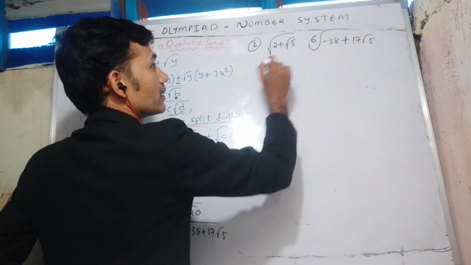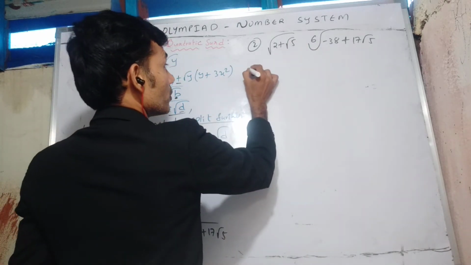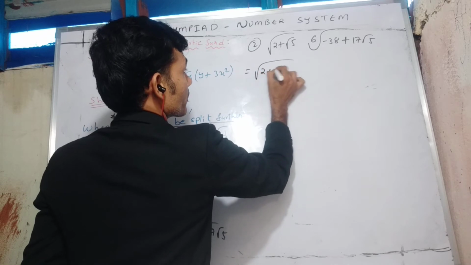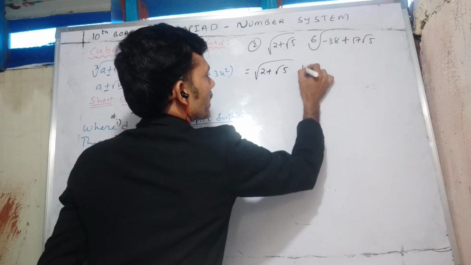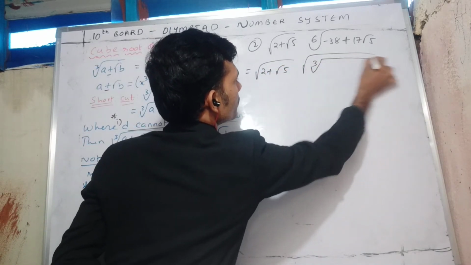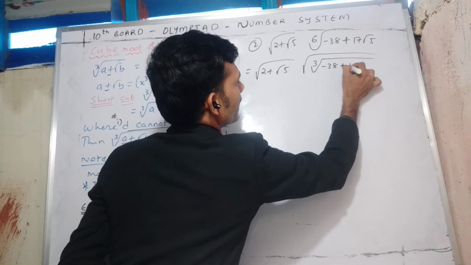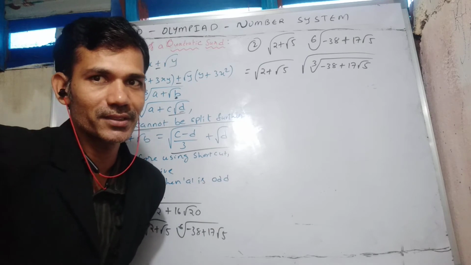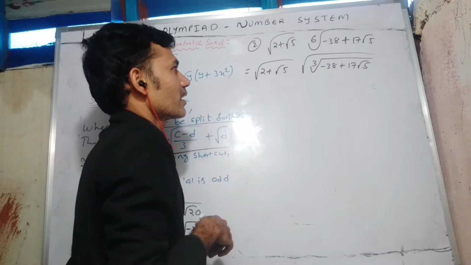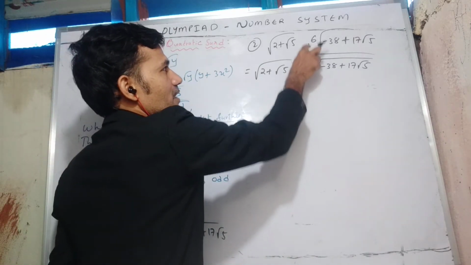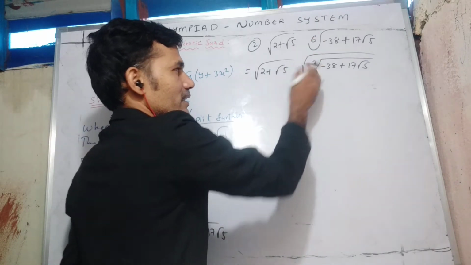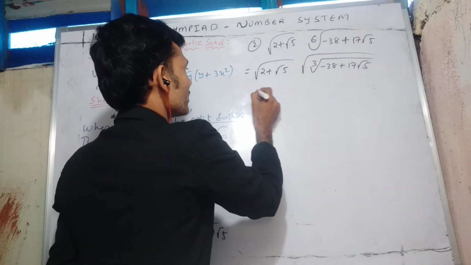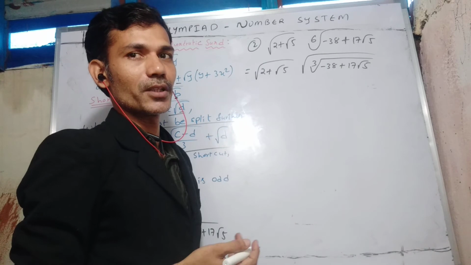So first see, it is 6th root actually. So what we have to do first? See, first we will make it as square root of cube root of minus 38 plus 17 times root 5. Now the cube root shortcut we can use. Okay. 2 times 3 is 6 only, no? I can write 6th root like this. So now we have learned how to find 6th root also.